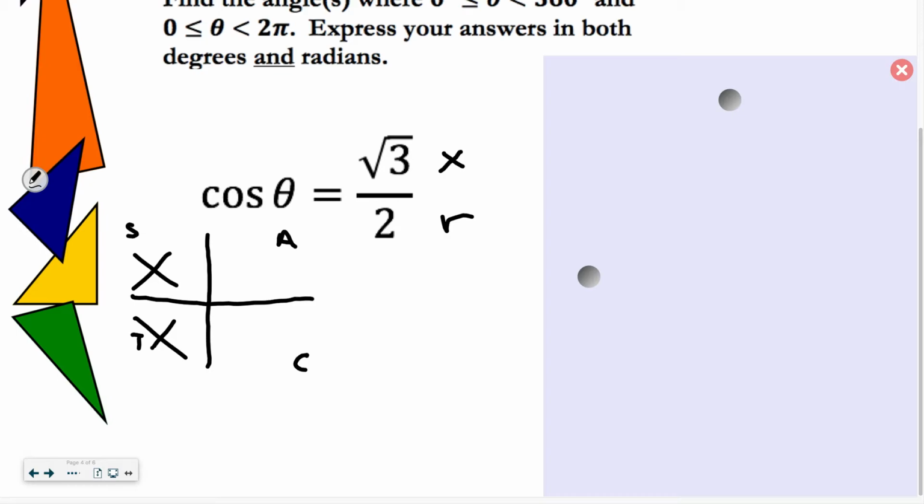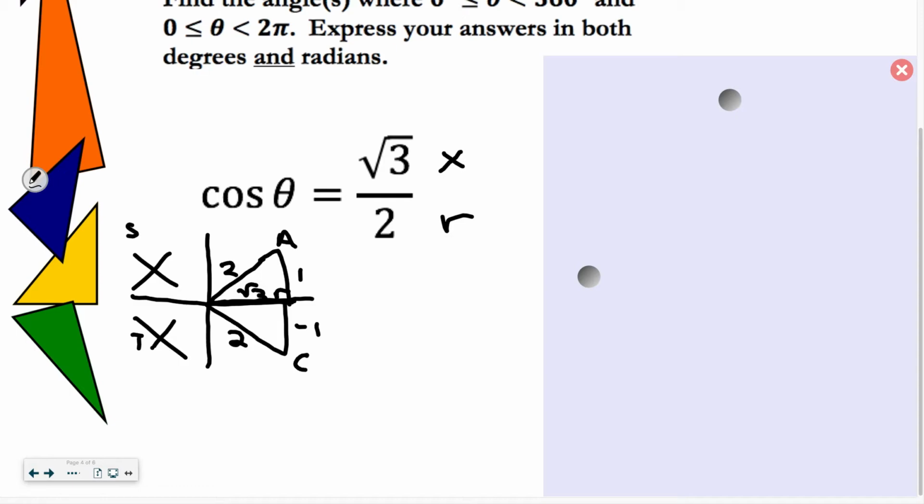So that must mean in my triangle, my x is square root 3, my r is 2, and this side must be 1. And in this quadrant, we've got the square root 3, we've got the 2, and this side must be negative 1, right? What angle is right there? Well, the right angle is right here. What angle is at the origin so that the opposite side is 1?